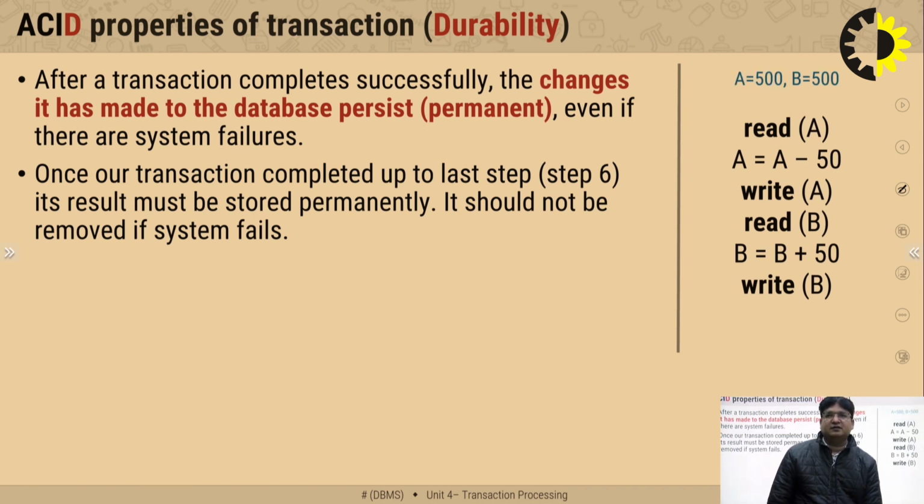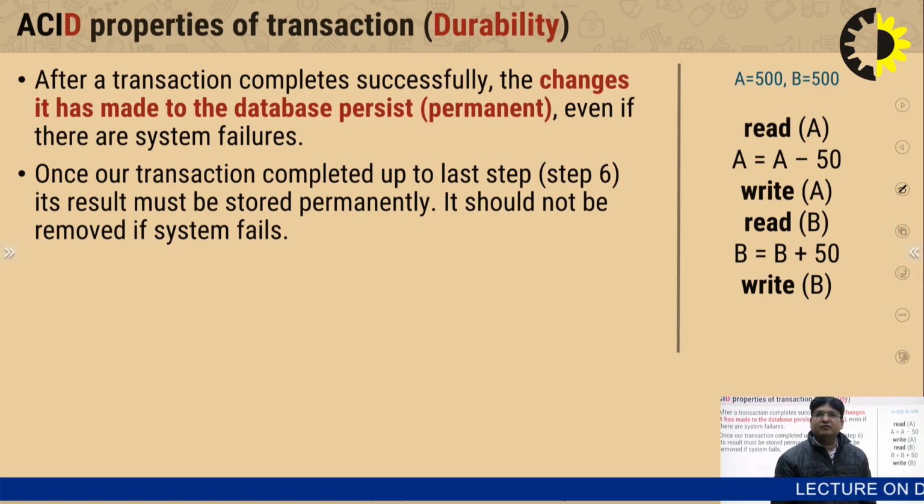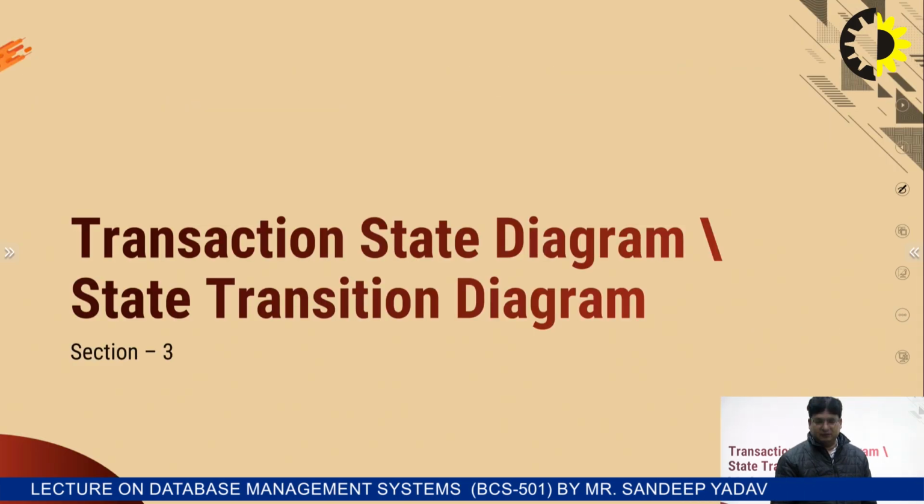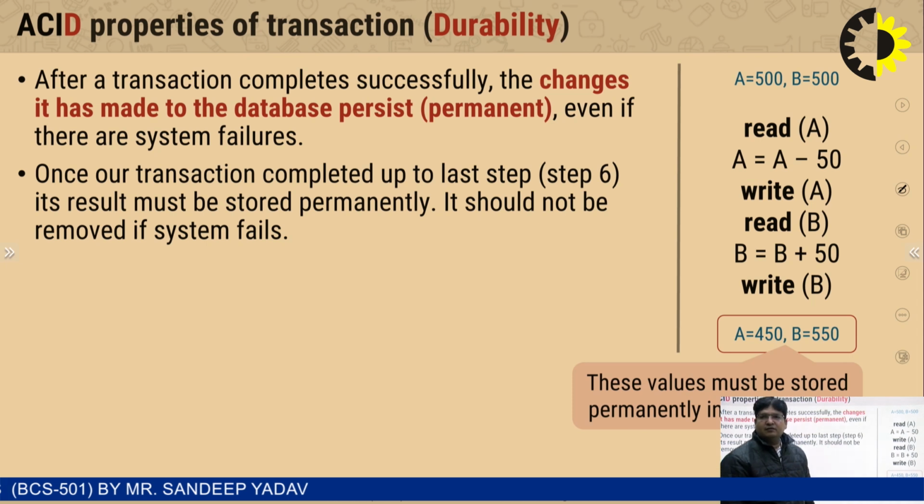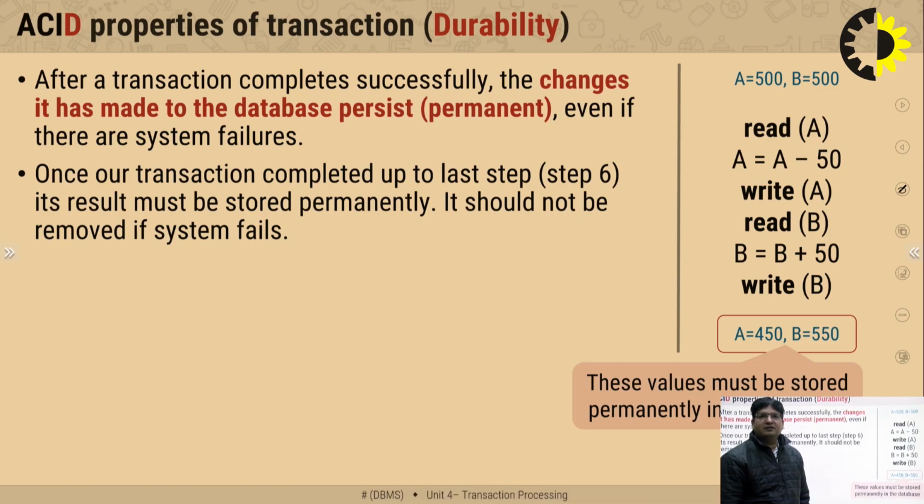Let us see the example: A equal to 500, B equal to 500. Now we are transferring 50 rupees from A to B. So A will be A minus 50 and B will be B plus 50. So what will happen? The final value of A is 450 and the final value of B is 550. Now these values, when the last line executes, that is write B executes, must be stored permanently in the database.